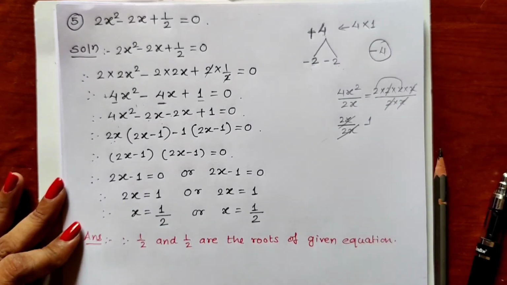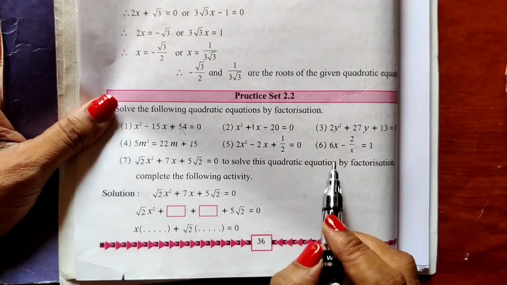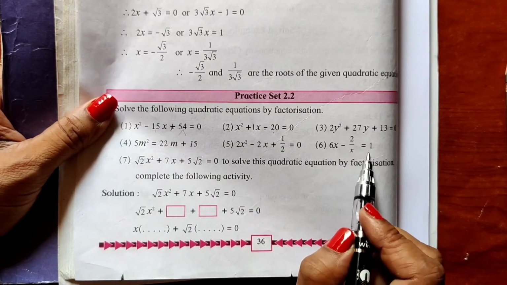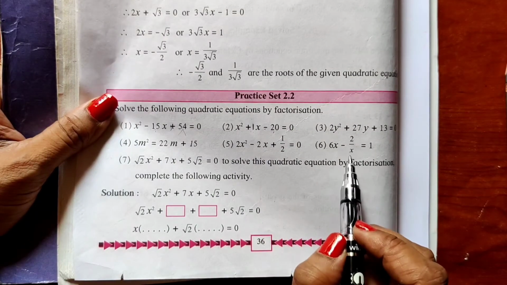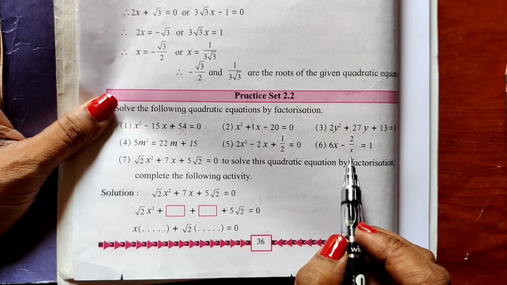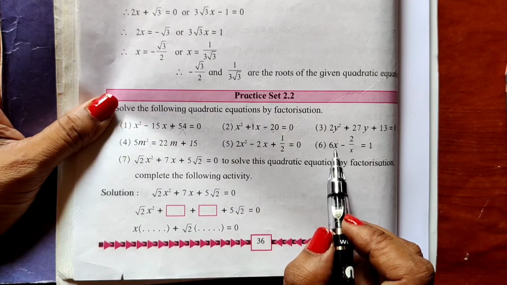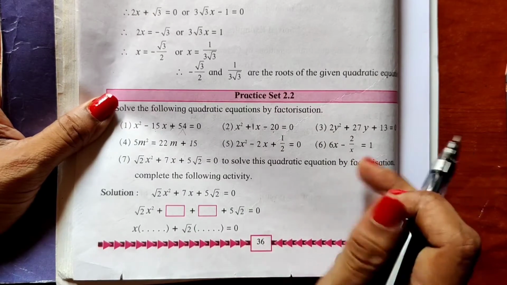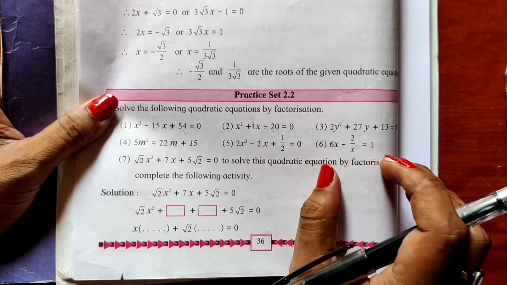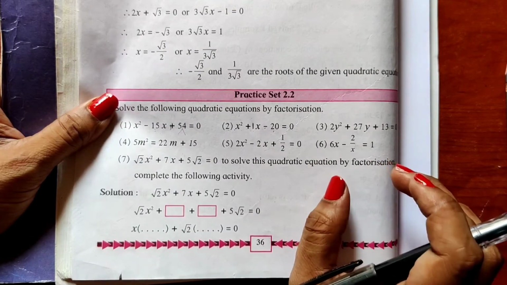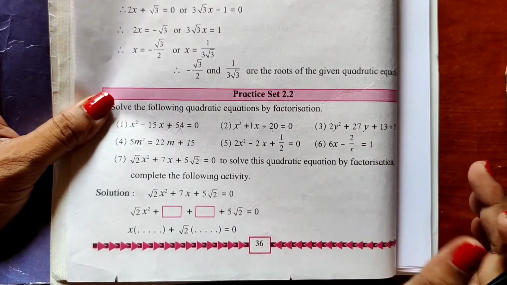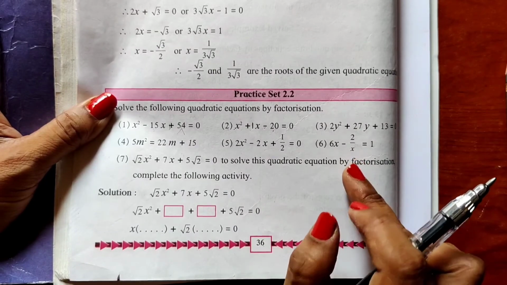Now let us go on to the next sum. The sixth sum is 6x minus 2 upon x is equal to 1. We can see in the second term x is there in the denominator, and in the first term only x is there. So let us bring this equation into the proper format of ax square plus bx plus c is equal to 0 and then solve it. As x is there in the denominator, we will multiply by this x throughout the equation.